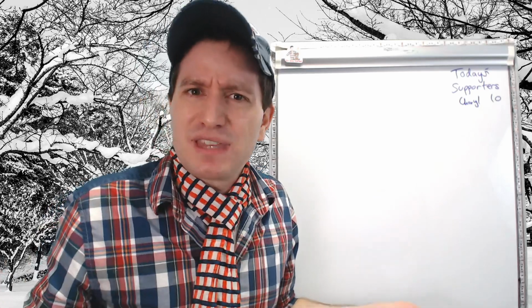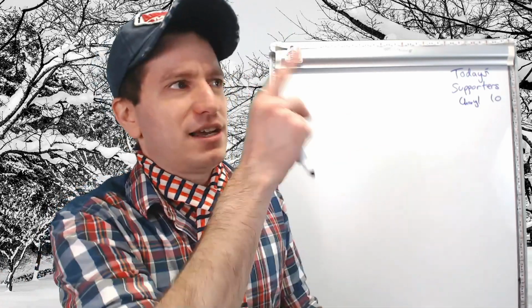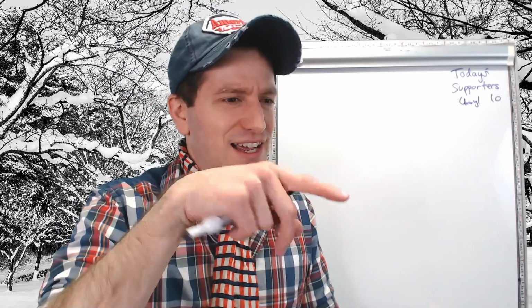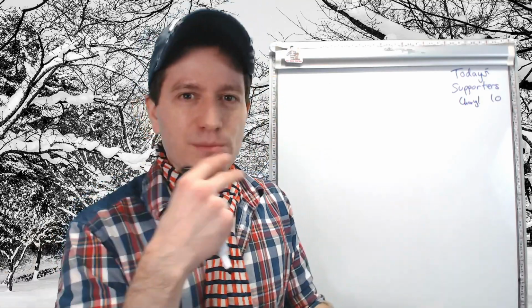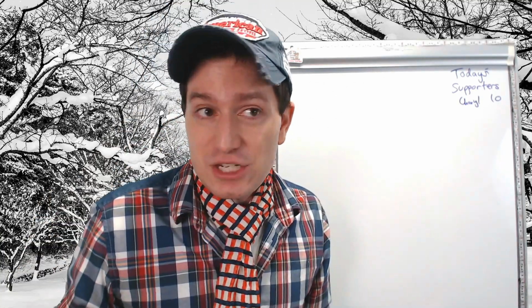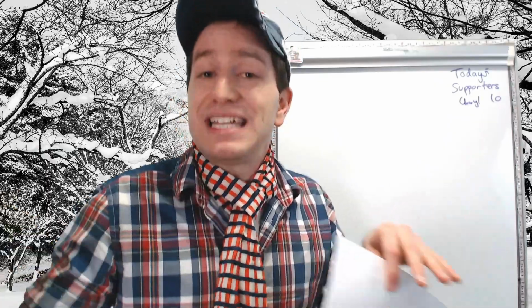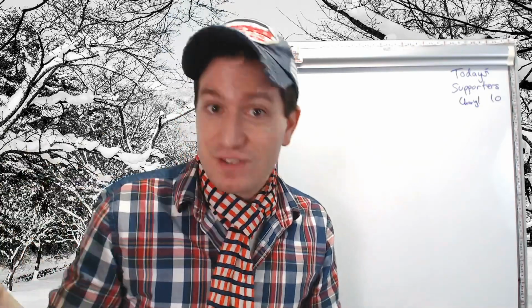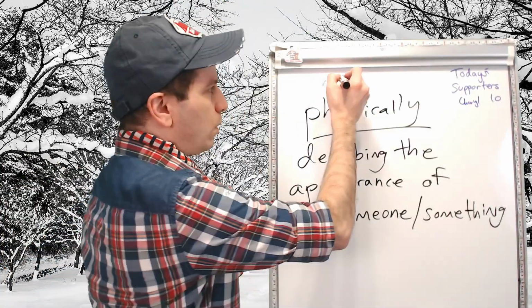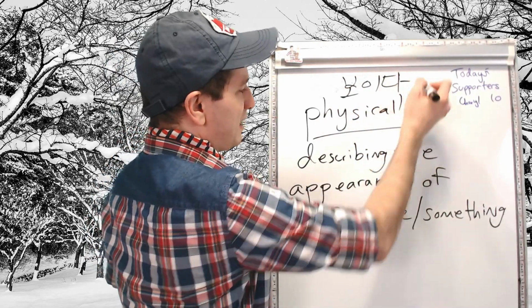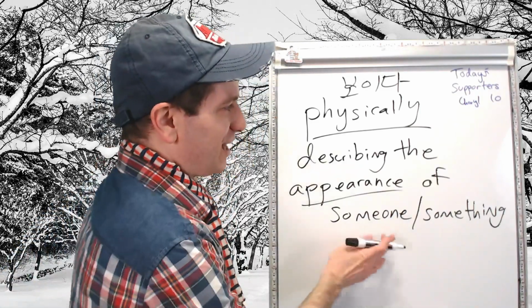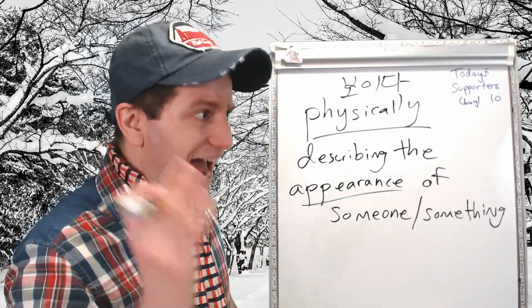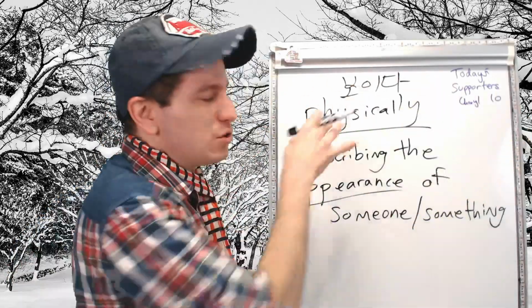Well, it has to be something physical, right? You can't say that looks like a good plan. That looks like a cool idea or anything like that because you can't see it. Even though you might say looks like in English, it has to be something you could actually see, something actually appearing, something that's actually visible, or else you can't use it. 보이다 is used for physically describing the appearance of someone or something, any noun. So if it's not something that you could actually see with your two eyes, you can't use it.